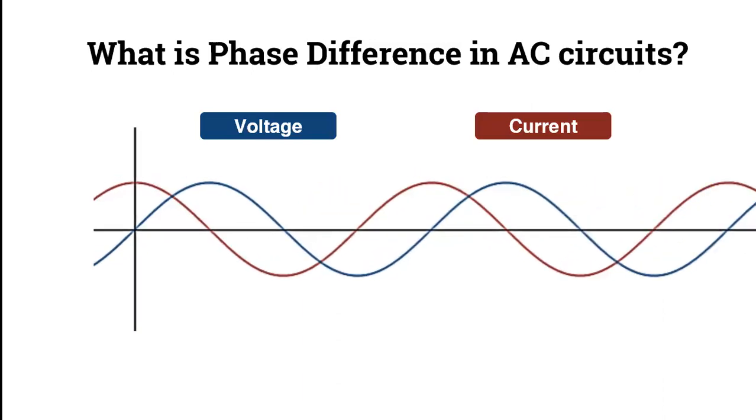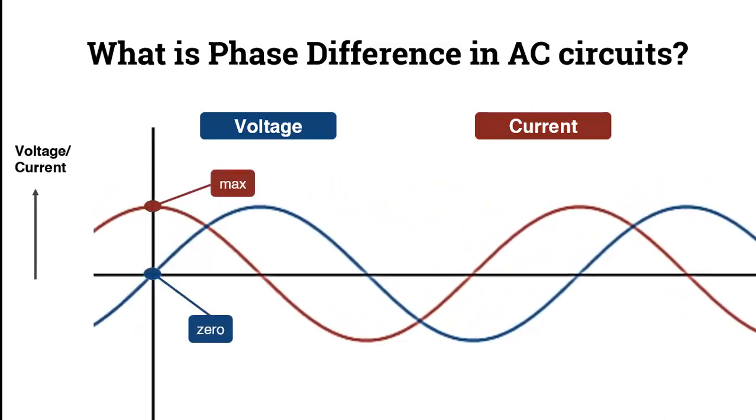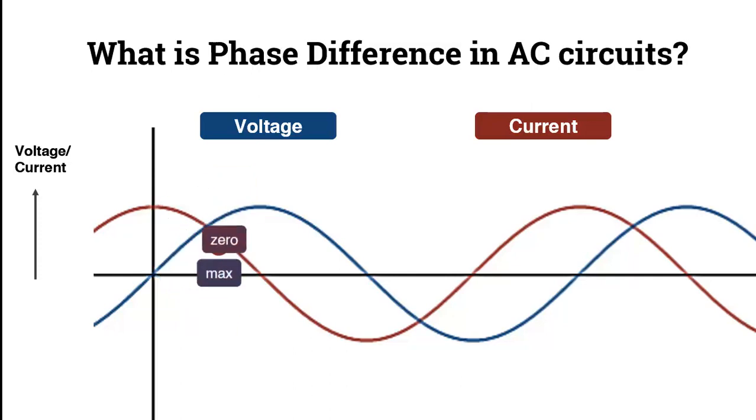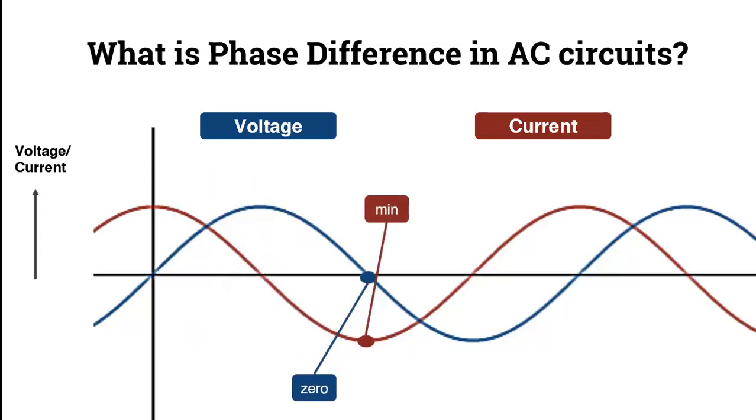Now let's take a look here. The current, that is the red one, is maximum at 0 time and the voltage is 0 at 0 time. Now moving ahead in time, the current is 0 and the voltage is maximum. Moving ahead, we see that at this point the voltage is 0 but the current is minimum, or we can say that it is maximum in the opposite direction.